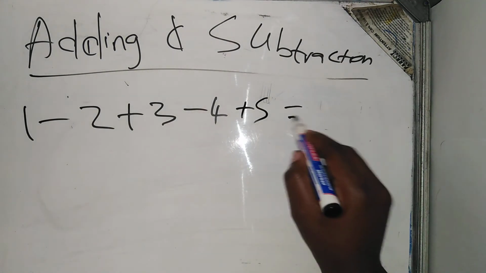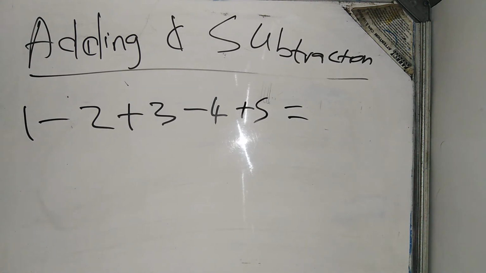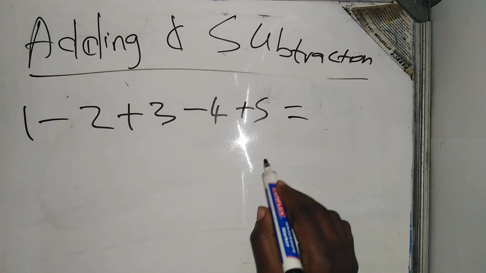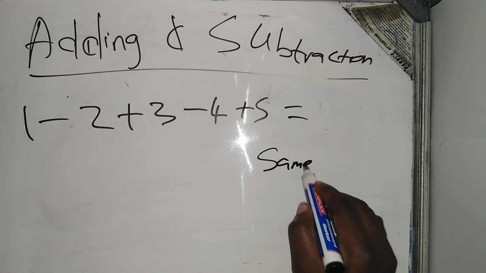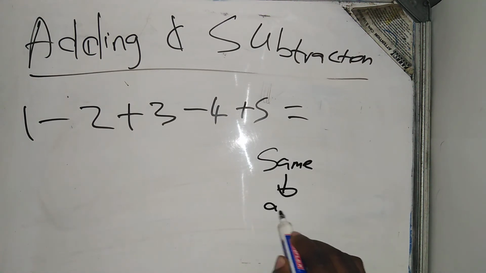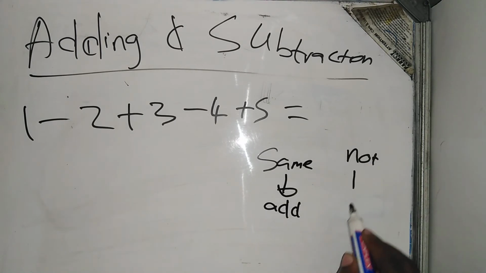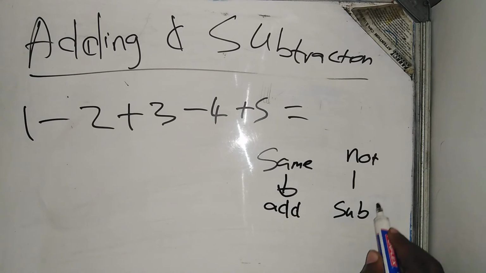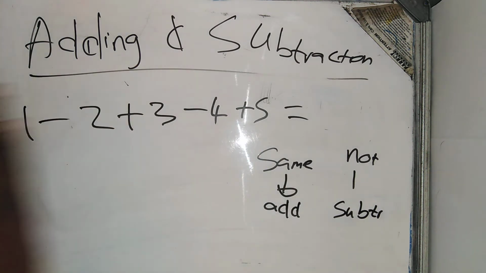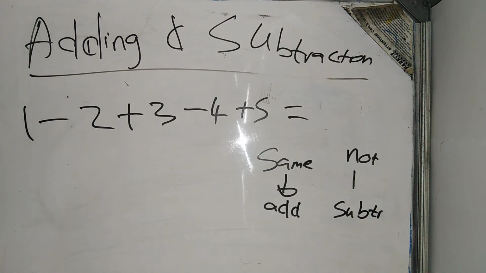You want the answer. Okay, so remember we said that when the signs are the same, what do we do? We add, right? And then when they are not, what do we do? We subtract. So to make our job easy here, let's put the signs that are the same this side, and then the signs that are not the same this side.